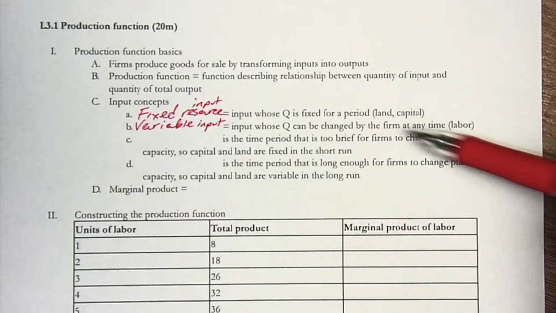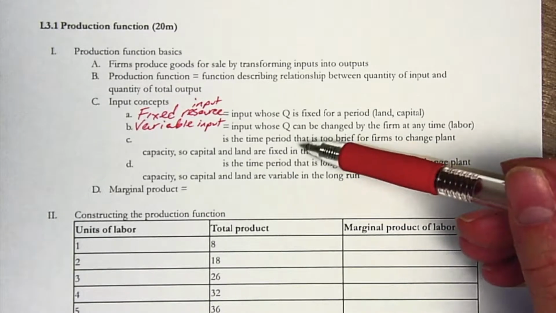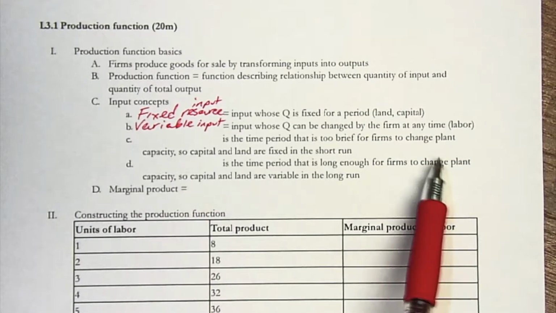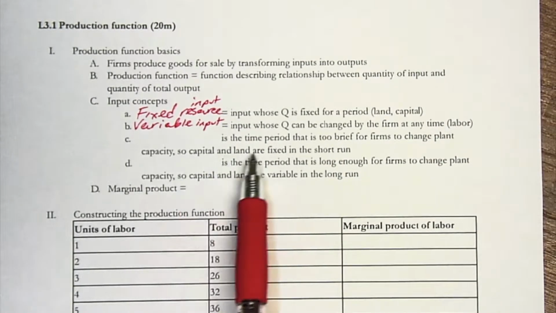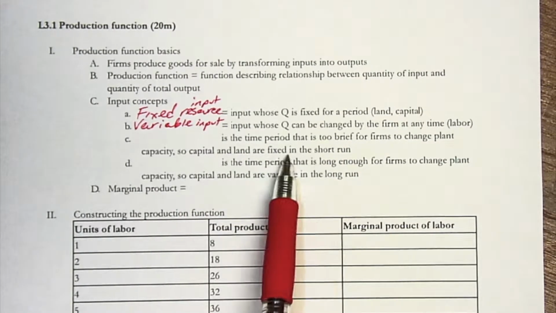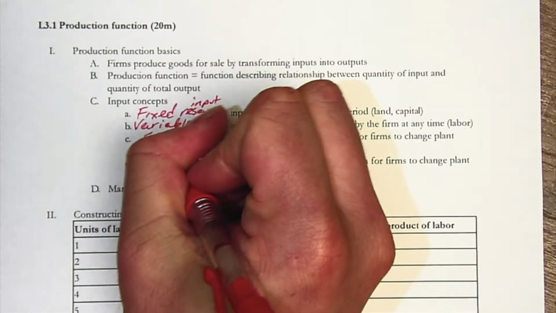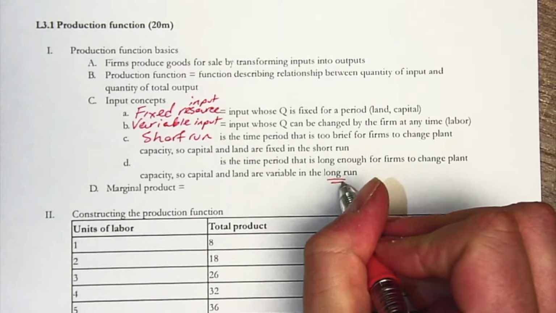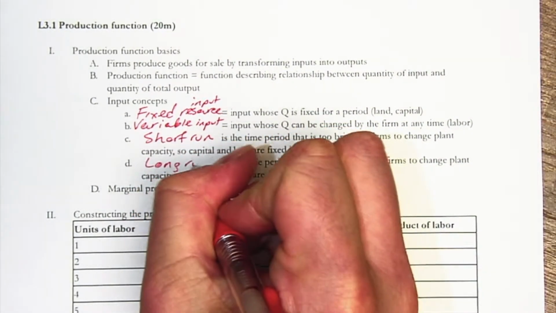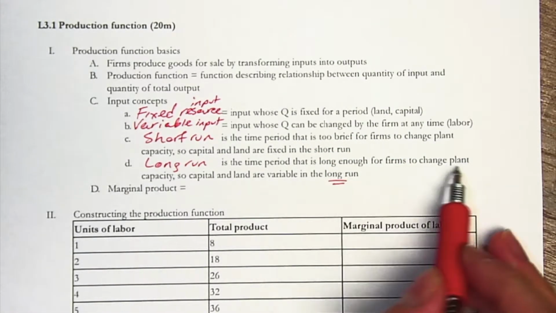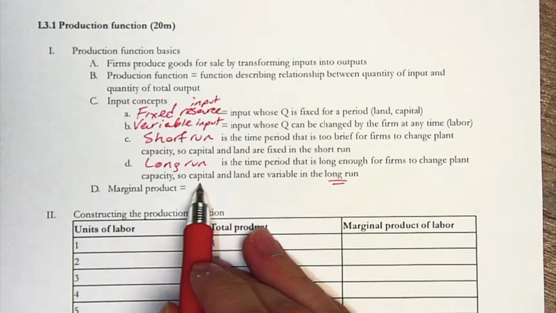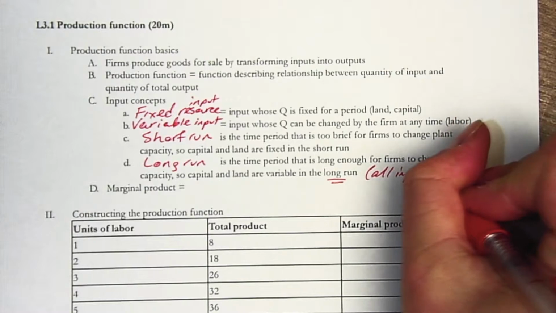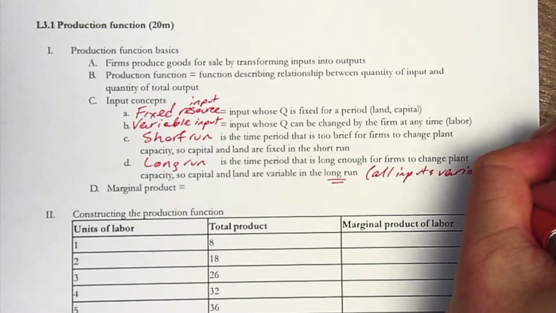The third and fourth ideas here are time periods. And so there's a definition for a time period that is too brief for firms to change the plant capacity. In other words, how much they can produce. And so in this time period, land and capital are fixed in the short run. So we call this the short run, actually. So it's a short run time period. In the long run, right? In the long run, it's long enough for them to change plant capacity. So all of the inputs, capital, land, and labor, are variable. So all inputs, we could say, are variable in the long run.